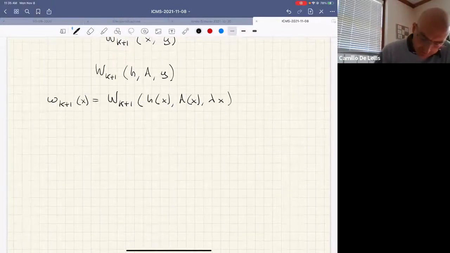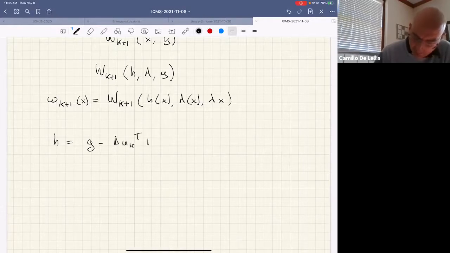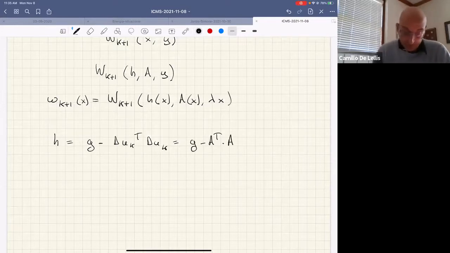So now what I'm left with is I have some objective H. You remember this was the deficit, right? So this was G minus D UK transpose times the UK, which now for me is G minus A transpose times A. Okay, and I'm freezing the coefficients, so I'm thinking that G is a constant, so that this H is also a constant, and the only thing I know about this H is that H is simply positive.